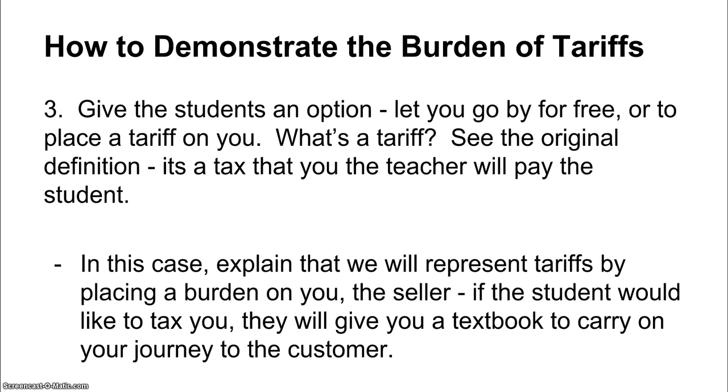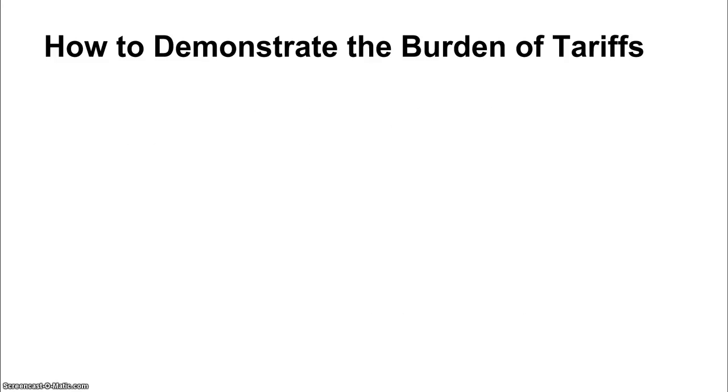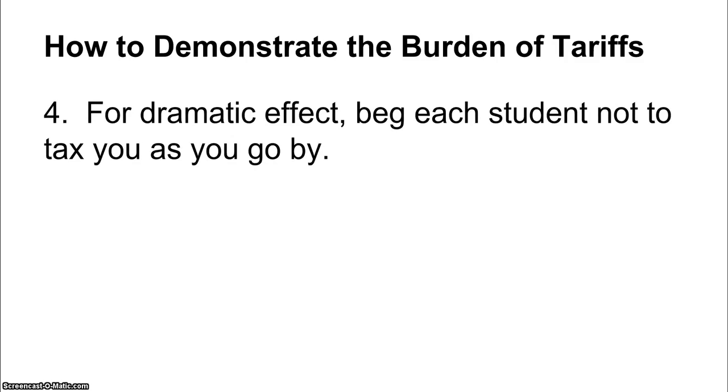In this case, explain that we will represent tariffs by placing a burden on you, the seller, or the teacher. If the student would like to tax you, and that's totally their choice, they will give you a textbook to carry on your journey to the customer. It's like a burden. So the students can take out their textbooks and choose to give you their textbook and make you carry it through their state, or they can choose to let you walk free. It's their choice.